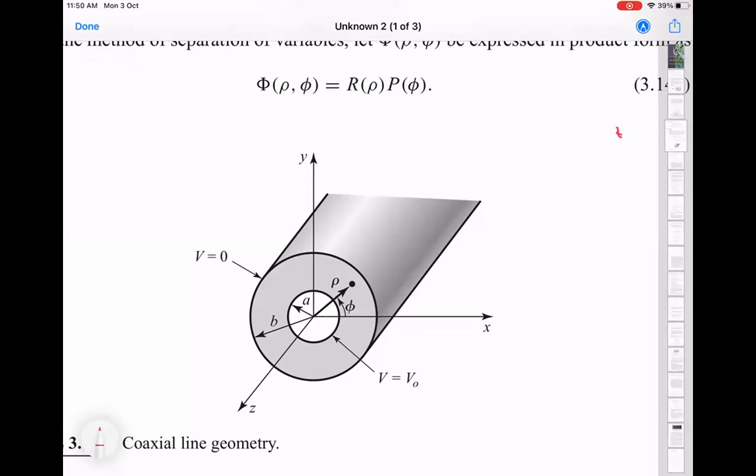So that's your cross section of a coaxial transmission line, which is what we have been mostly discussing so far. You have a center pin of radius A, and that is usually a solid cylinder, if you want to think about it like that. And then you have an outer cylinder, which is hollow and of radius B.